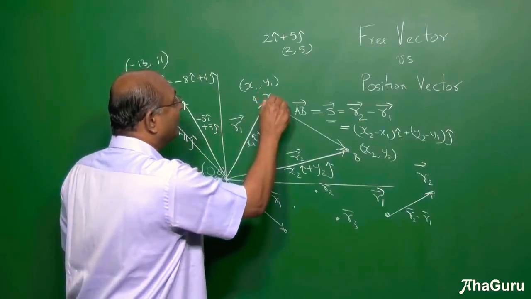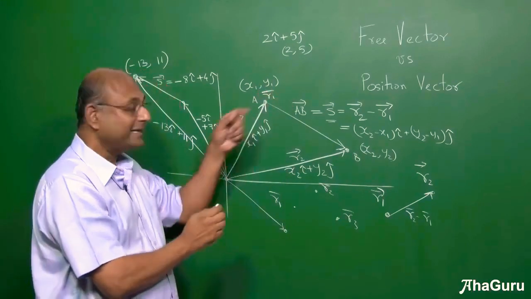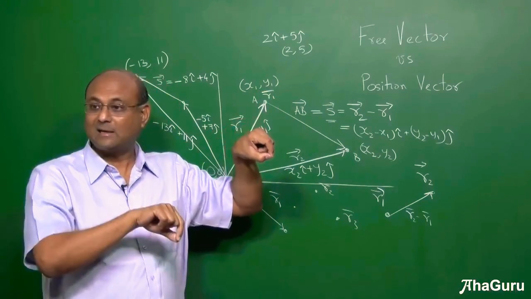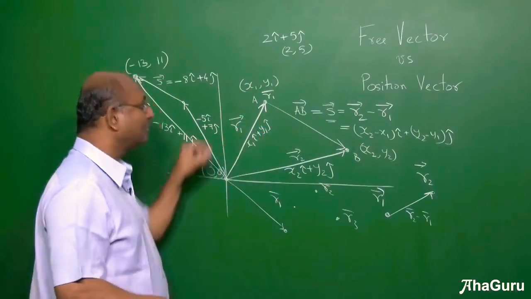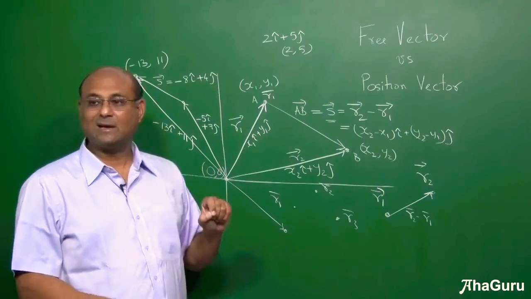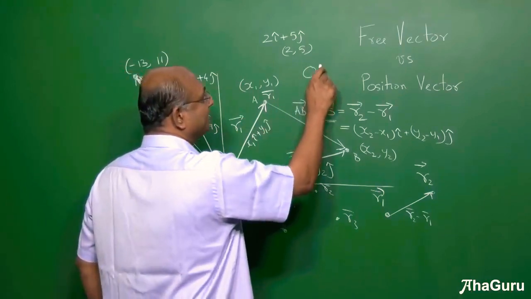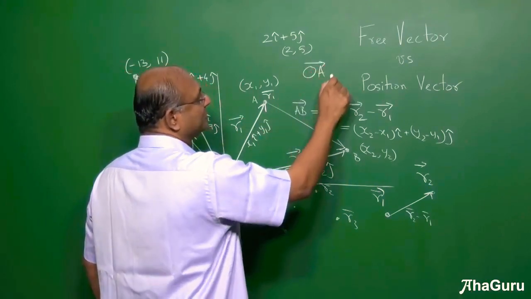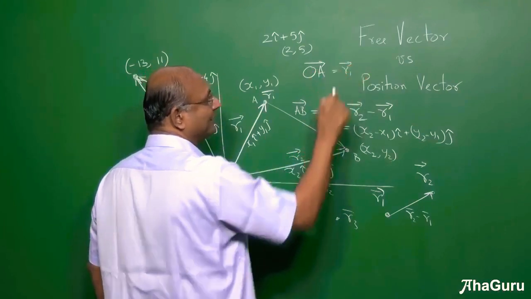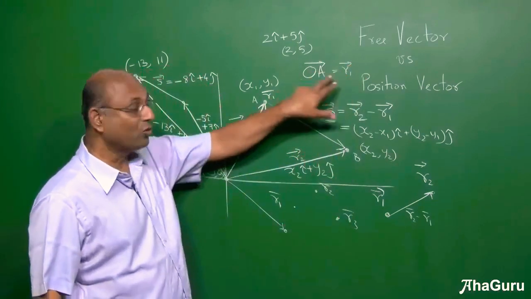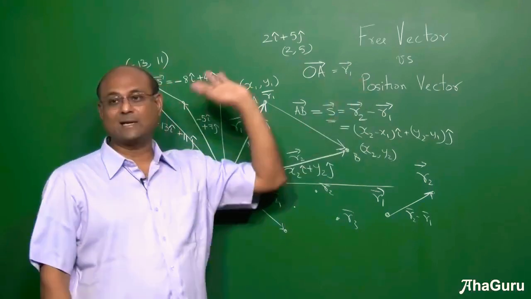So A is R1 vector. But A is a point. So what do I mean by saying A is an R1 vector? Origin to A is R1 vector. So sometimes we will write it like this. OA is the position vector R1 vector. It's always OA. Why? Position vector must start at O.